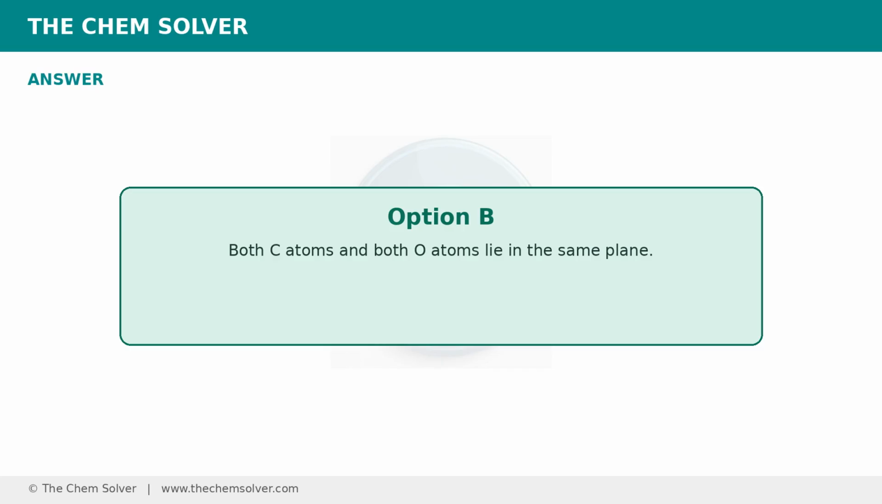The correct answer is option B. Both C atoms and both O atoms lie in the same plane.